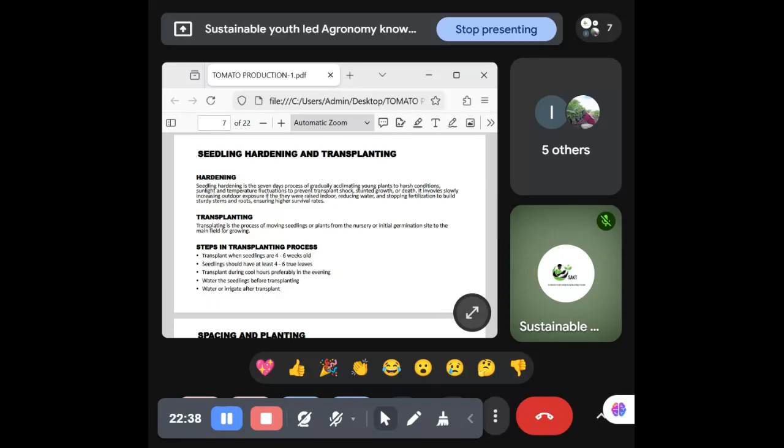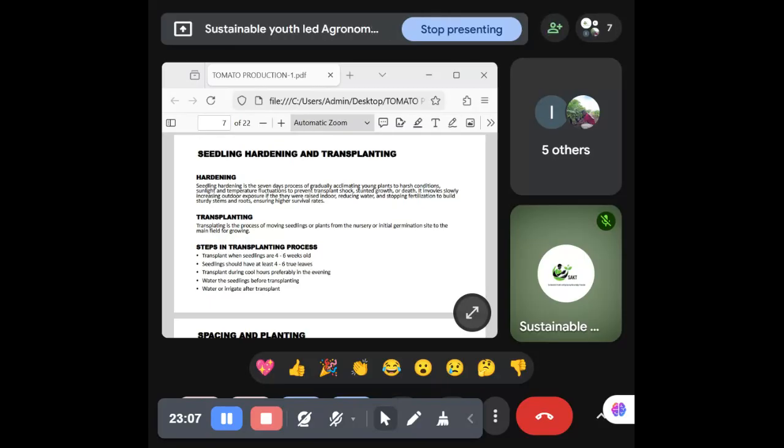In some cases too, it can be less than that, depending on what you are dealing with. Maybe tomato, bell pepper and all that. Maybe in some cases we say transplant when you have seen true leaves. You don't need to wait for 4 weeks, 5 weeks, 6 weeks. Once you can see true leaves on the plant, they are fine. You may not have to wait for them to grow taller and all that.